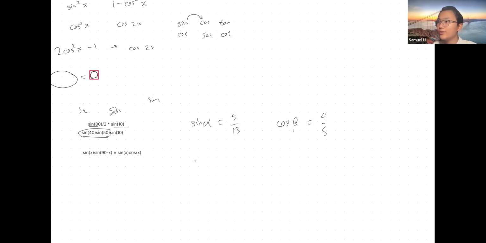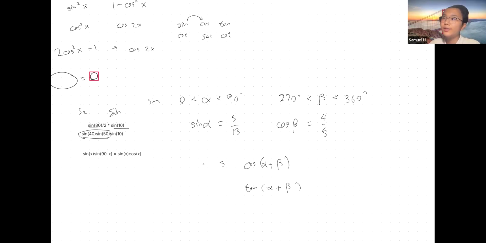And then you're asked to compute a whole bunch of things. So they give that alpha is in quadrant 1, and that beta is in quadrant 4. And then you're asked to find things like cosine of alpha plus beta, or maybe tangent of alpha plus beta. And the thing you have to be careful about is that the quadrant the angle is in does matter.